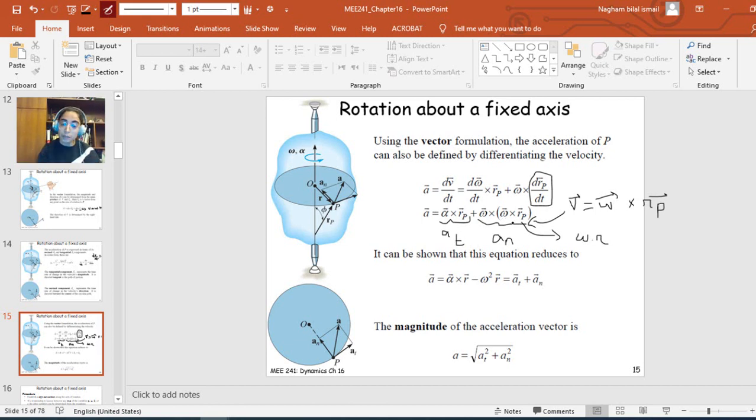So the cross product between them will also be the magnitude of these vectors, so it's also times omega. So omega times r will be omega squared times r. Now, how to find the direction?